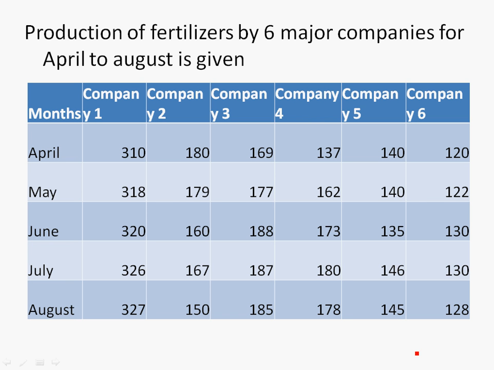This is, I think, from a PCS exam. I don't remember which state's PCS, but this is production of fertilizers by 6 major companies from April to August. Production is given for company 1, company 2, company 3, 4, 5 and 6. Before just looking at the data, it is always beneficial to go question by question and then look at the data, because this data is not making any sense to me without the questions. There are a few numbers, months and company names given, but it's always better to look at the question and then come back to the data.